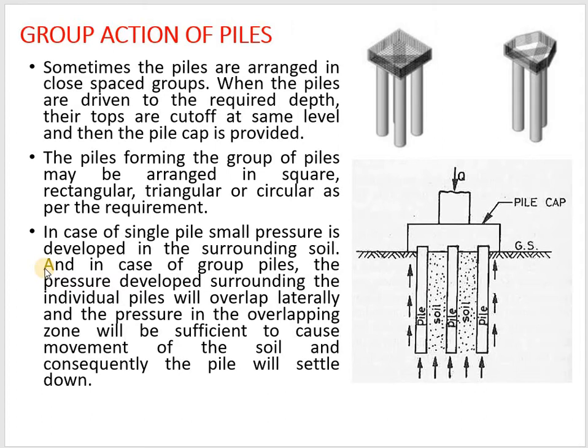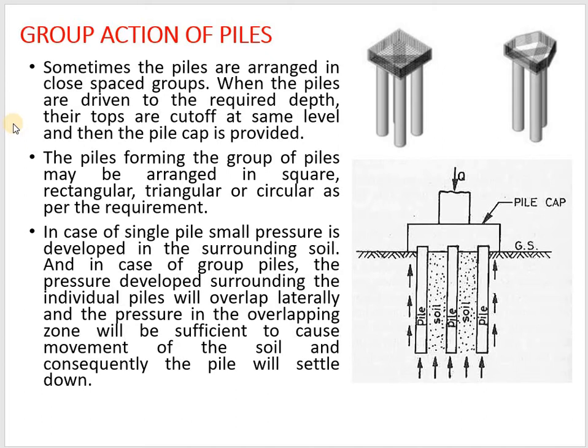We already discussed the capacity of a single pile. Now let us see how piles perform when they are in groups. When piles are arranged in groups, they can be arranged in a square pattern, rectangular pattern, triangular pattern, or circular. A lot of patterns are possible.